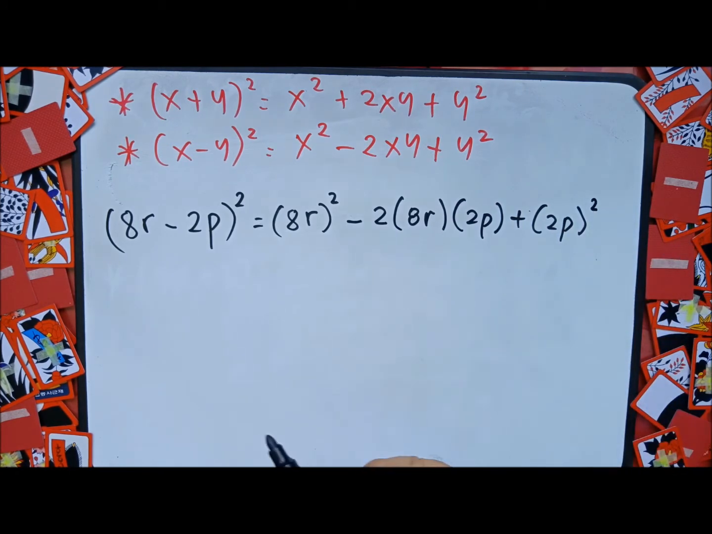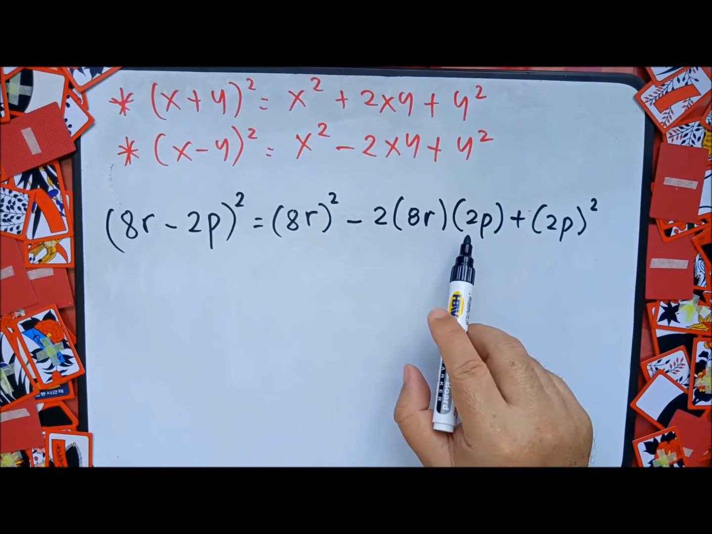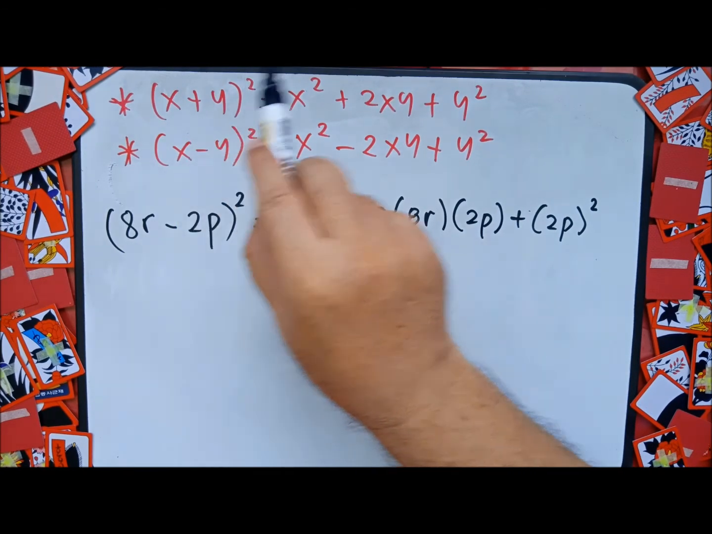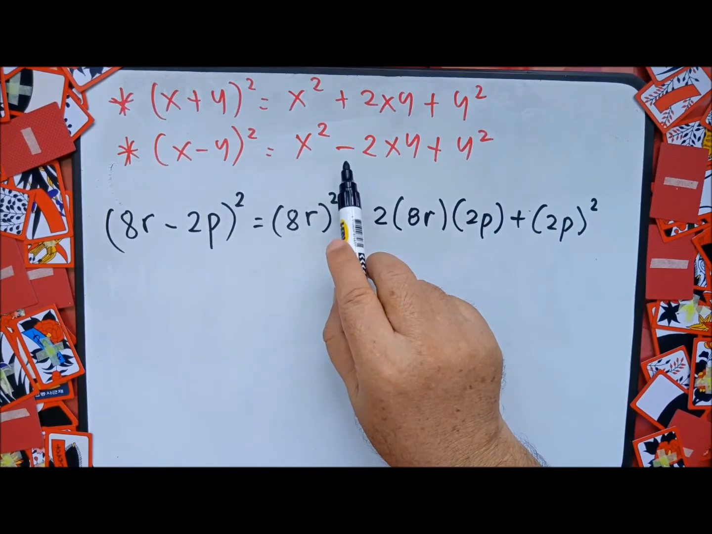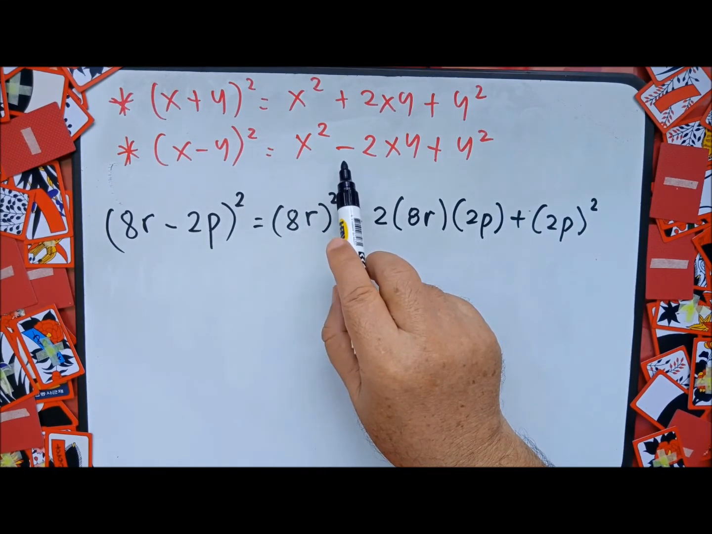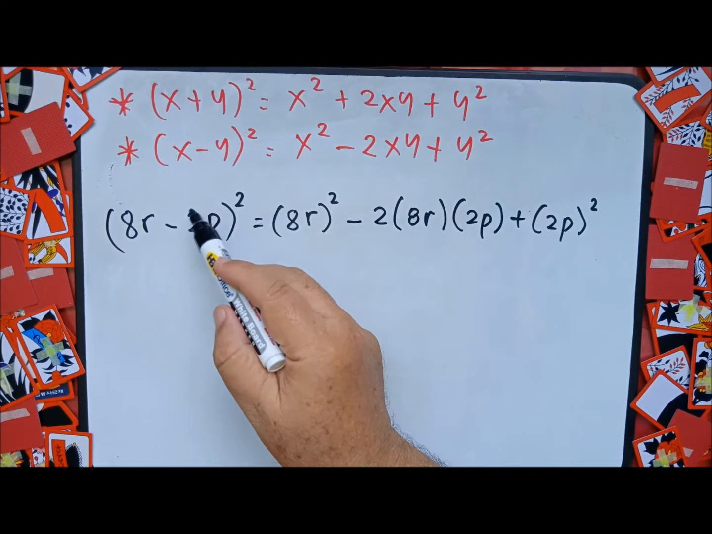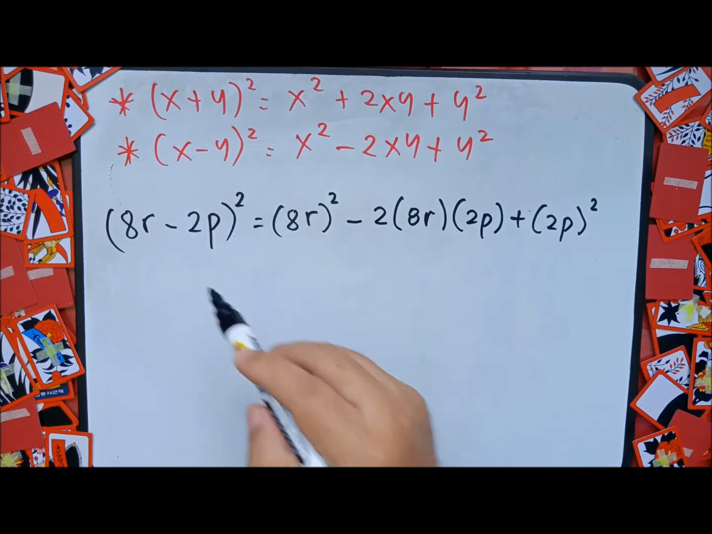Your question is, sir, why won't you retain the negative in your y? No, we will not retain the negative in your y because this is already retained in the pattern. This is already carried over here. So we will consider the positive side of the second term, 2p.